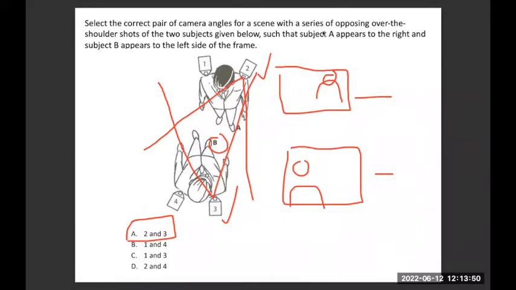Is this clear? Anybody has any questions here in this? All right, we'll move then.